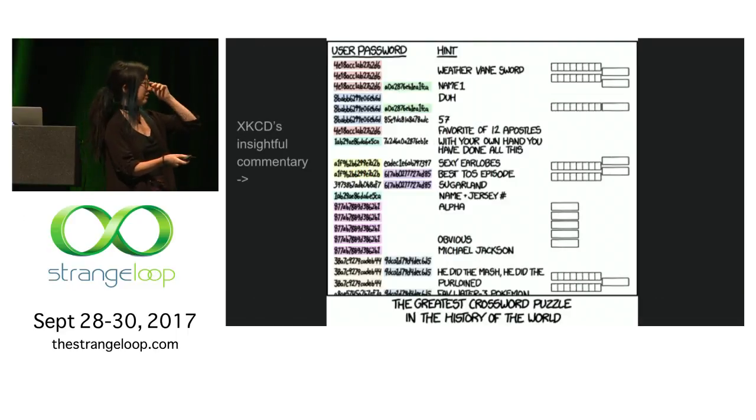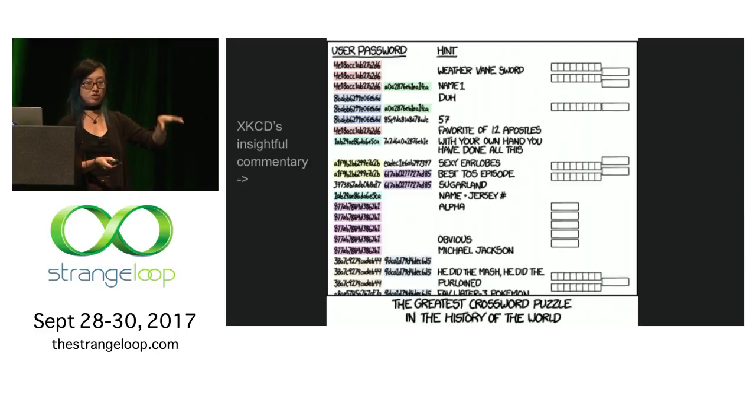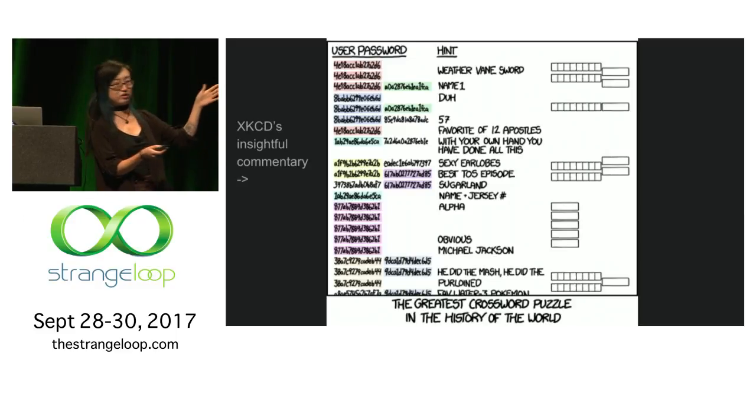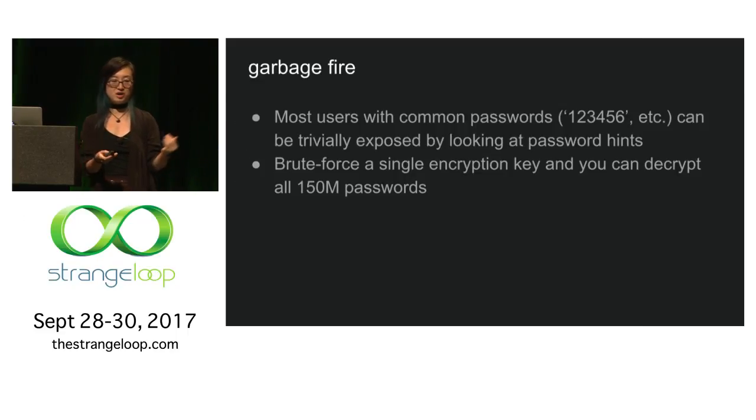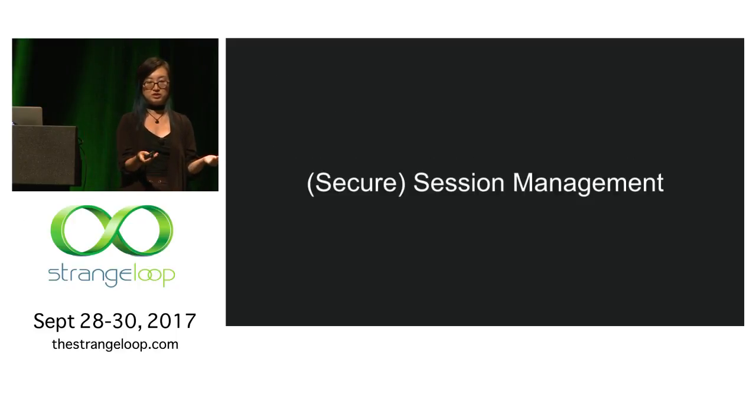Oh, XKCD had a great commentary about this, which is you're given these hints, you're given these opaque strings. You have to solve for what these strings are based on the hints. So this is the greatest crossword puzzle in the history of the world, pretty much. And for users, it was a garbage fire. A lot of their passwords could have just been trivially exposed. And if you could somehow get the single encryption key that Adobe used, then you could decrypt all 150 million passwords.